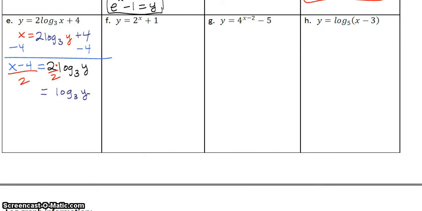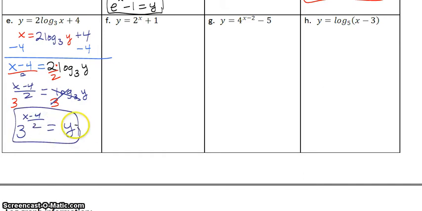And so now I have x minus 4 divided by 2, and it's your choice if you want to keep it as this or if you want to split it into 2 fractions. Either way is fine. Now I'm to the stage where I just have log base 3 of y. So now I'm going to take both sides as exponents of 3, and it looks weird, but there is my final answer. And if you split up the fraction, that would look like this. Either one would be accepted for full credit.